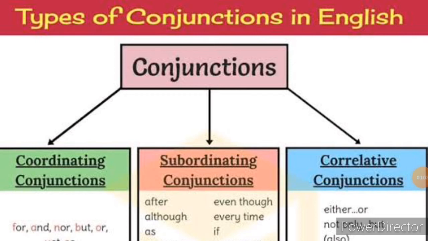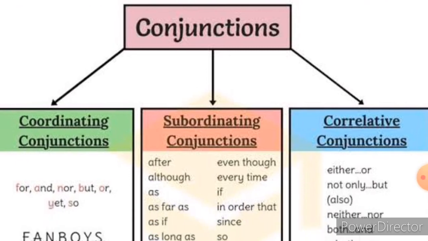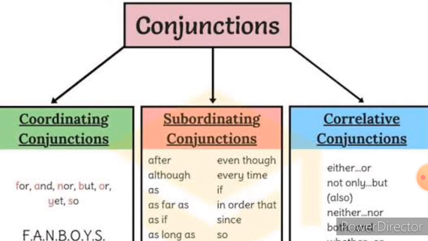And then, conjunctions are divided into three categories. One is the coordinating conjunction, the second is the subordinating conjunction, and then correlative conjunctions. The first one, coordinating conjunction, joins words, phrases and clauses of similar grammatical structure, or it gives equal importance. So: and, for, nor, but, or, yet, so. These are the joining words used in a sentence, and these are known as coordinating conjunctions.